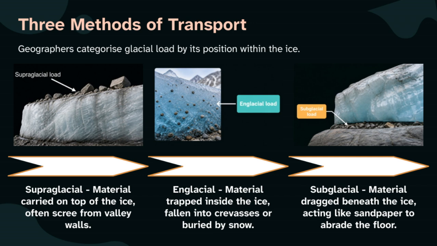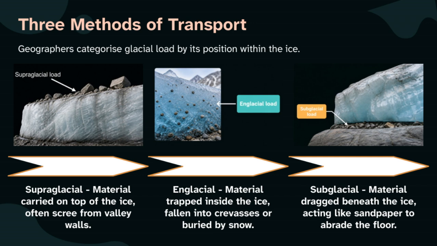The second is englacial load. En means within. Englacial load is material trapped inside the glacier. It may fall into crevasses, become buried by snow, or be carried inside layers of ice. The third is subglacial load. Sub means below. Subglacial load is material carried beneath the glacier. This material is dragged along the bedrock and can act like sandpaper, helping the glacier abrade the valley floor.